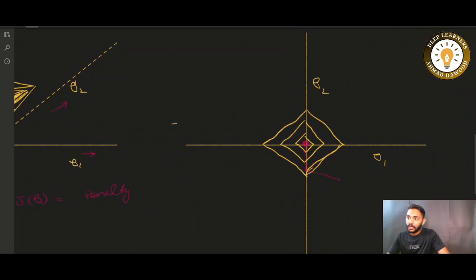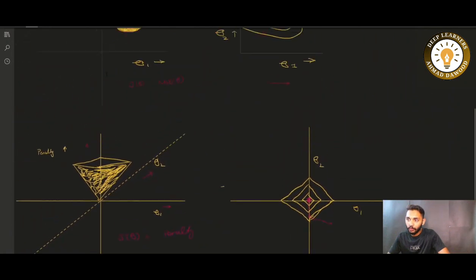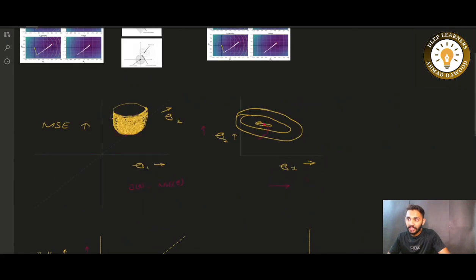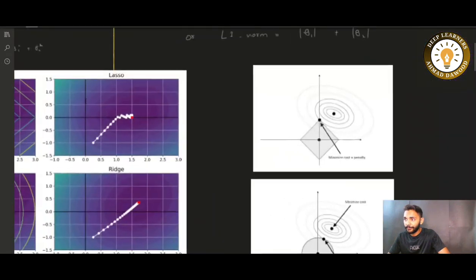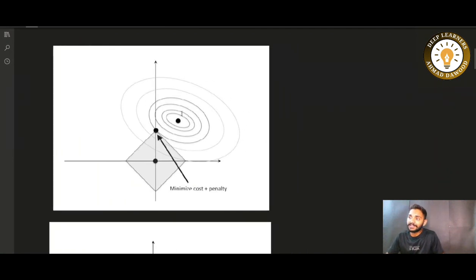So now if I want to see the plot of the penalty and the plot of my mean square error on the same graph, it will be like that. Here you can see, this is J of theta, the plot of mean square error, and this is the plot of penalty, which in our case is theta 1 plus theta 2. So on this axis theta 1 and on this axis theta 2.